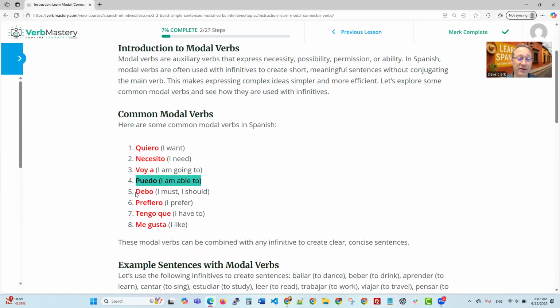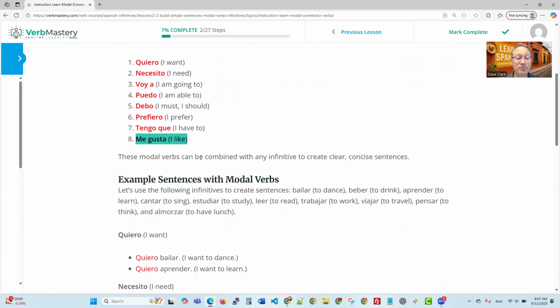The next one here, debo. Since the D is at the beginning of the word, it doesn't have a TH sound. It's a hard D, debo. It means I must or I should. The next one is prefiero, I prefer. Tengo que, I have to. And me gusta, which means I like. These modal verbs can be combined with any infinitive to create clear, concise sentences.